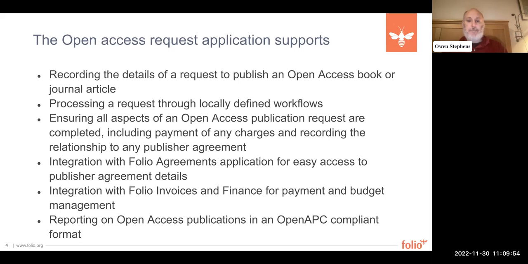And finally, we support reporting on those open access publications in an open APC compliant format. So open APC collects information about the costs and amount of open access publishing related to article processing charges, book processing charges, and transformational agreements. And there are reports built in, in formats that they can accept, which may be useful if you need to report directly to them, or might be useful more generally just for local reporting.